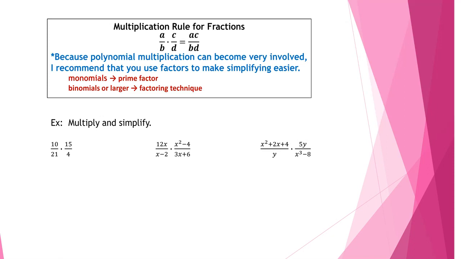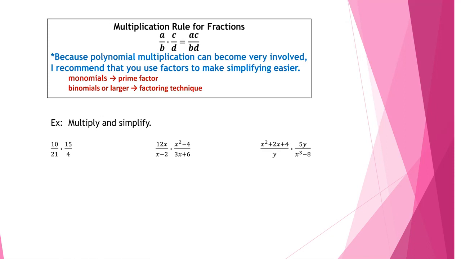Because polynomial multiplication can become very involved, I recommend that you use factors to make simplifying easier. And so I'm going to show you what I mean by using factors to make problems more manageable. When you have a monomial, you will prime factor it, and when you have binomials or larger, you're going to use all the factoring techniques that we were using in previous lessons.